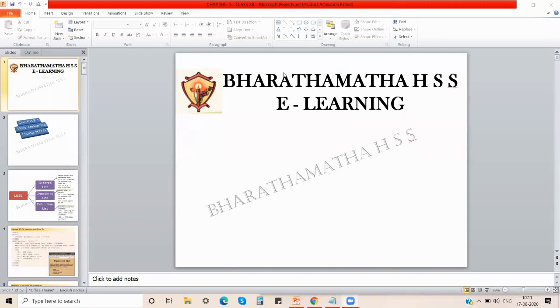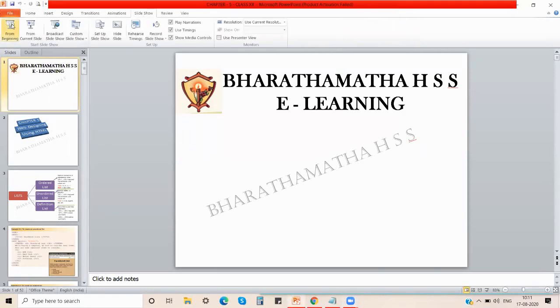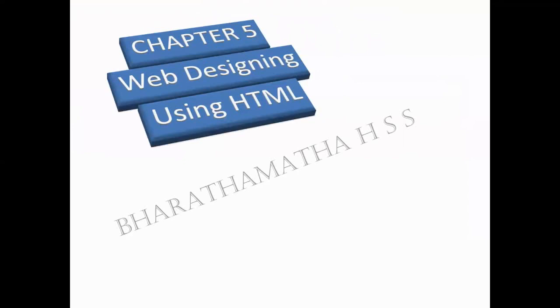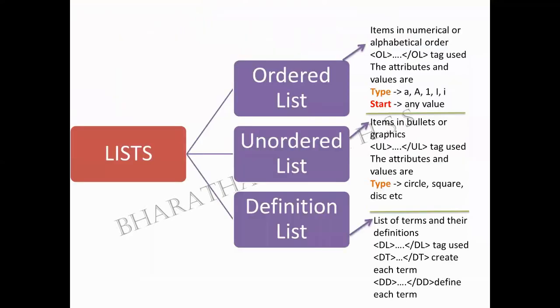We have started with chapter 5, that is web designing using HTML. Furthermore, HTML tags we are going to learn in this lesson. In this, we started with list. A list means a set of items that is placed one below the other. Your list is classified into three types: ordered list, unordered list, and definition list.